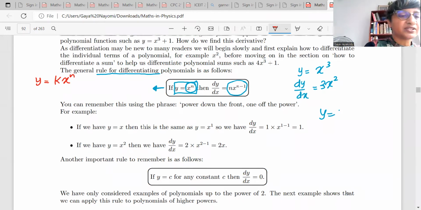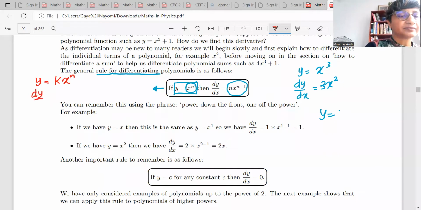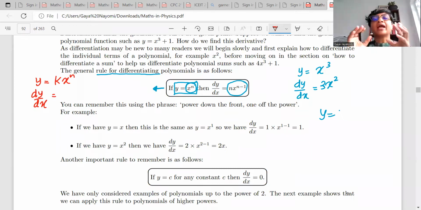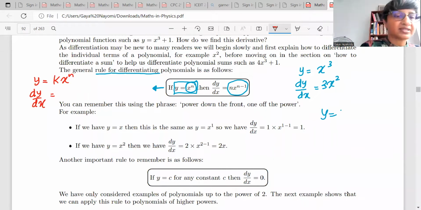Then the derivative of that, dy by dx: nothing happens to k. K stays as it is, and n comes in front. So k and n get multiplied together. So it's nk or kn. I can say kn.